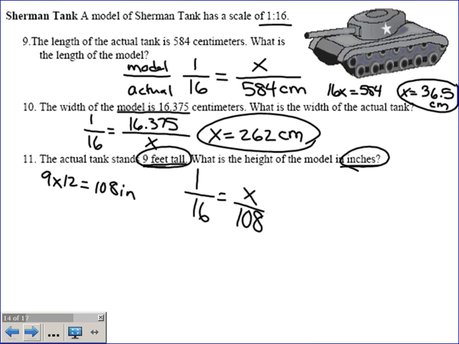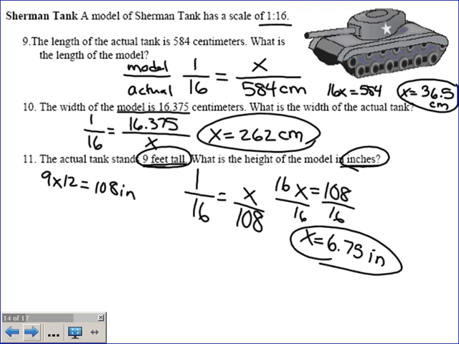Okay. When you cross multiply, you'd have 16x equals 108. You would divide both sides by 16. What does x equal? 6.75 inches. What is the height of the model? 6.75 inches. I think that makes pretty good sense. Are you guys okay with that?